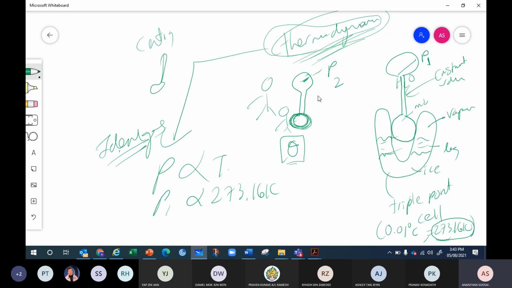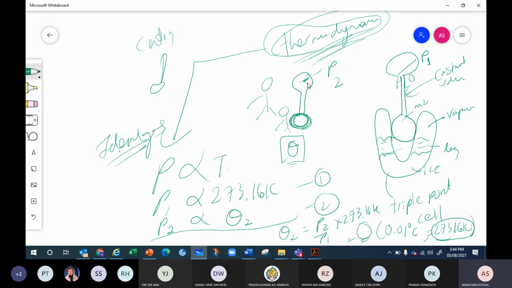Then the patient produces a pressure of P2 at his own body temperature theta 2. That's all you need, the first two data. So you can find theta 2. So what do you get for the ratio? Theta 2 will be P2 over P1 times 273.16 Kelvin. So whatever answer you get, this is the body temperature of the patient.